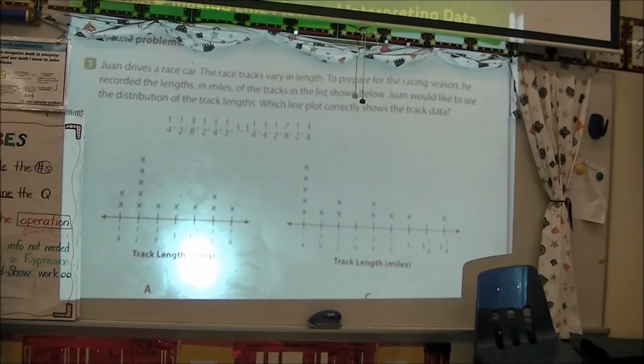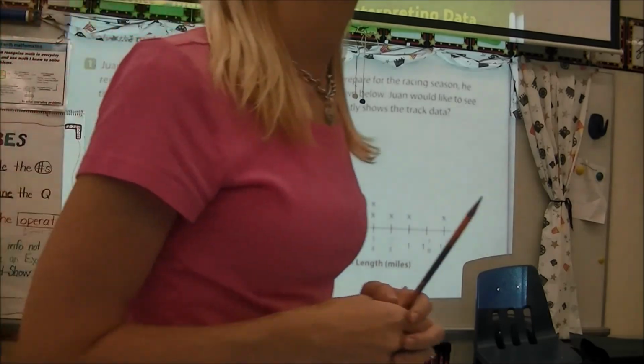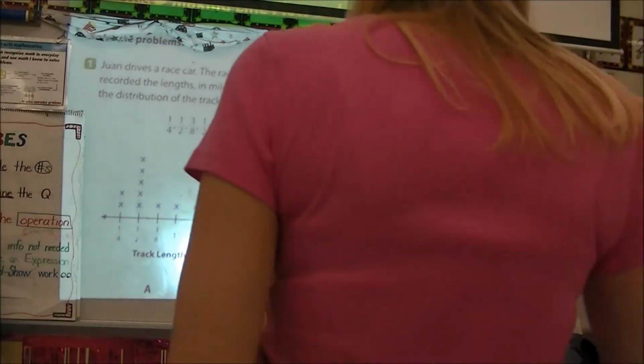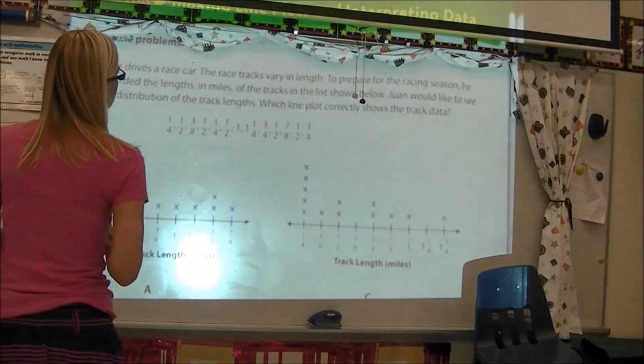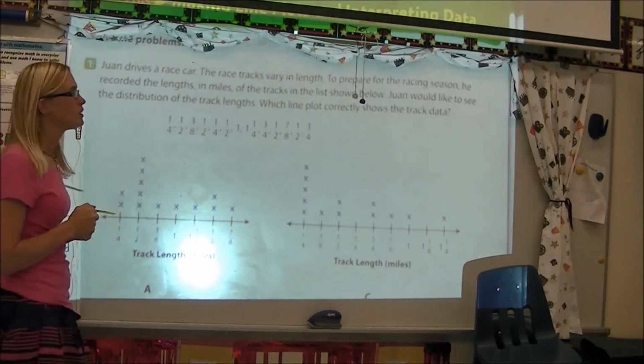Okay, we're going to begin by looking in our Ready books. Today in our Ready books, we're on page 240. We have this beautiful line plot, and we're going to look at how to solve it.